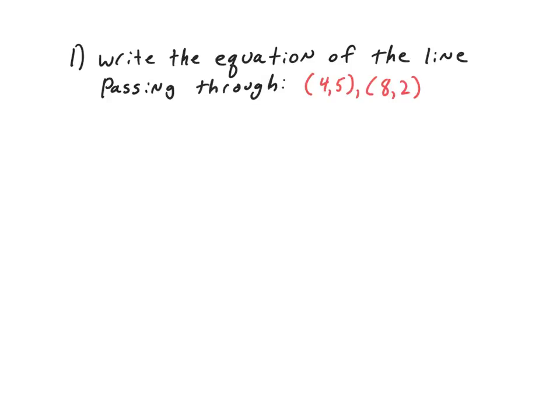This is bellwork for January 12th. Number 1, it says write the equation of the line passing through points (4, 5) and (8, 2). So to start, we need to figure out what is the slope. So what is the slope?